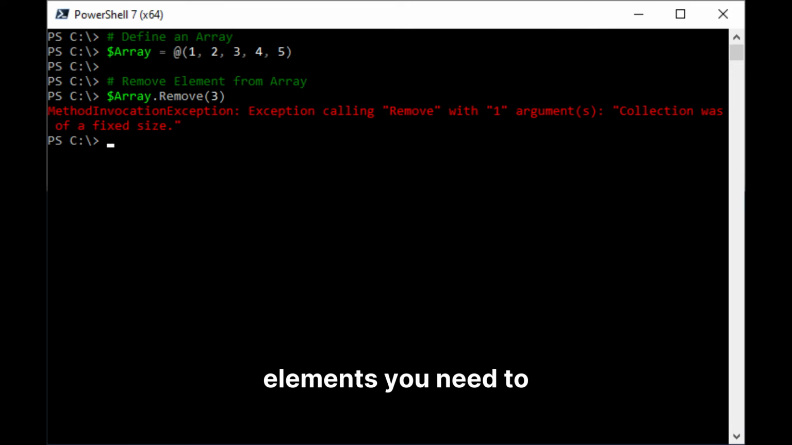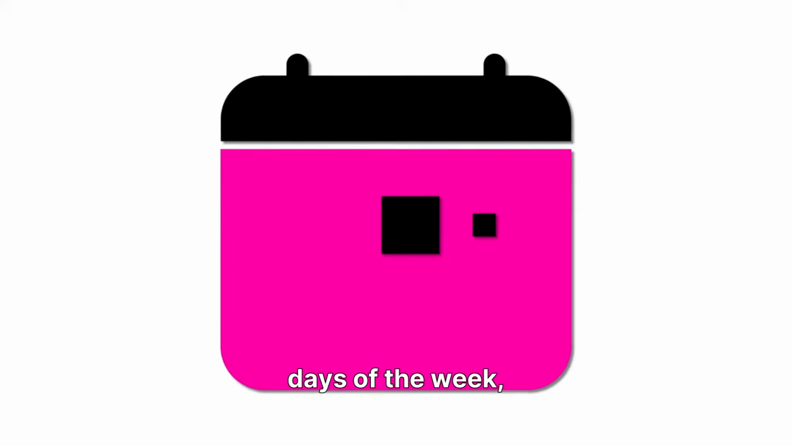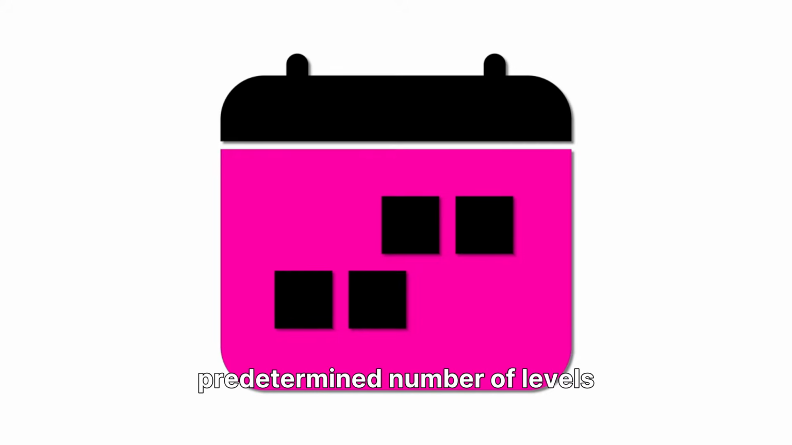Arrays are particularly useful and efficient when you have a collection of data where you know the exact number of elements you need to store right from the start, and you anticipate that this collection will not need to be resized or have elements added or removed frequently during runtime. Consider practical scenarios such as storing the 7 days of the week, which is a fixed set of data. Another example is storing the exact number of players in a fixed size team, or defining the predetermined number of levels in a game, where the count is known and constant.